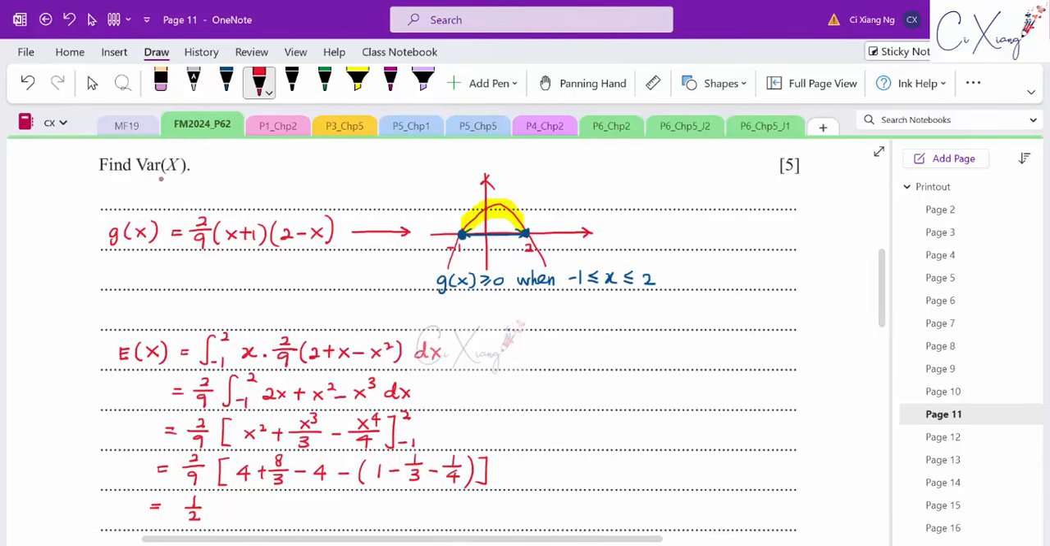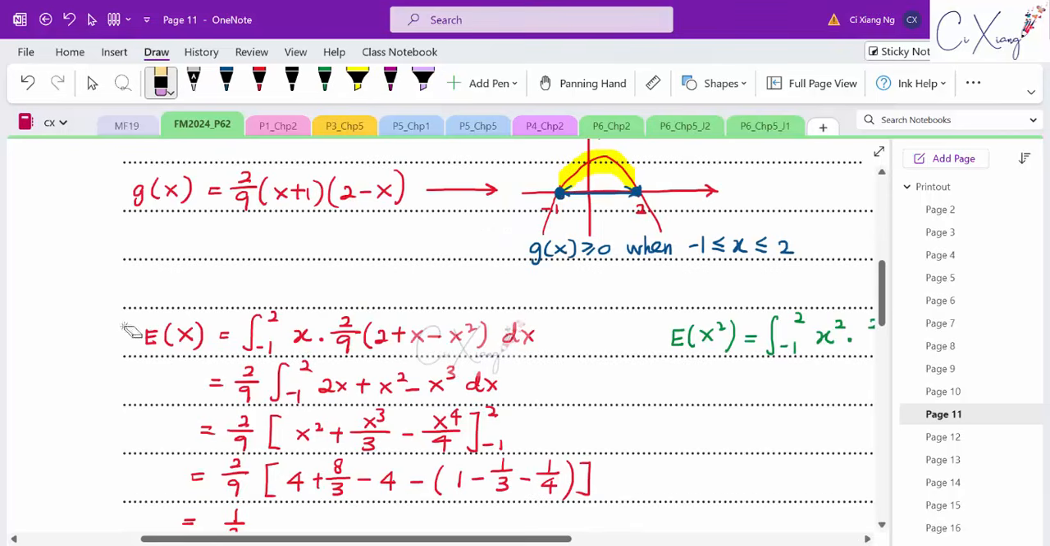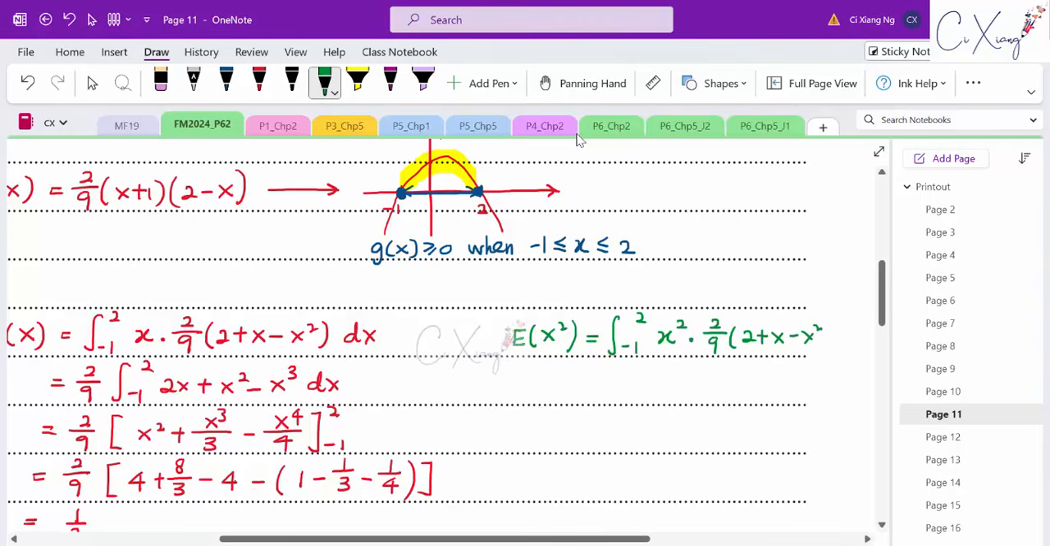Then to get the variance of x, we also need the expected value of x squared. How do we get the expected value of x squared? The concept is the same. You multiply x squared together with the function g. This is your function g again: 2 over 9 times (2 plus x minus x squared) dx.